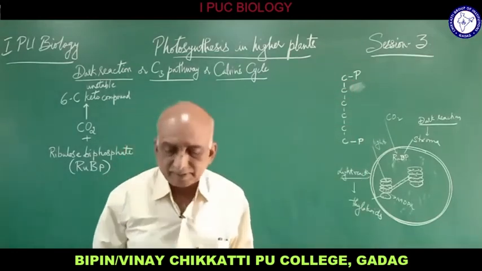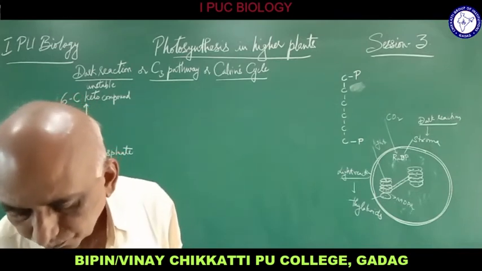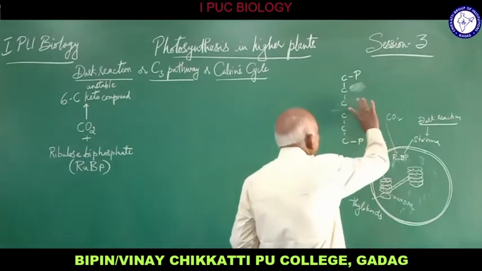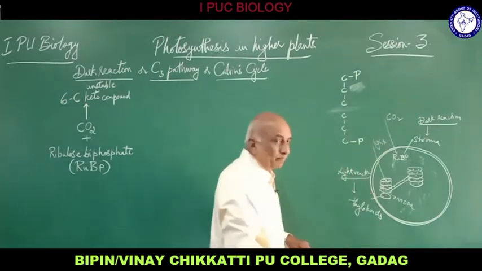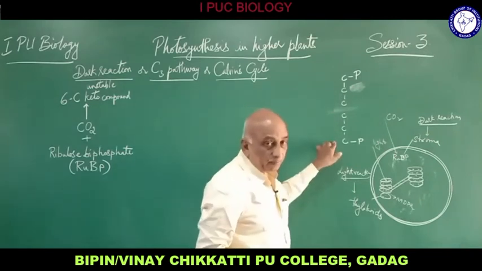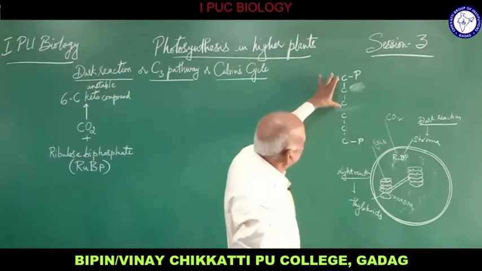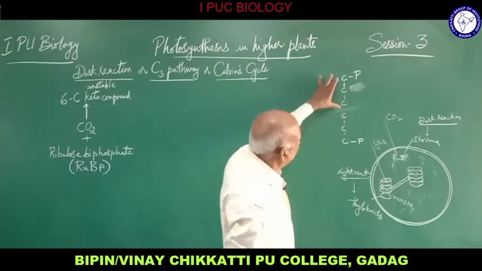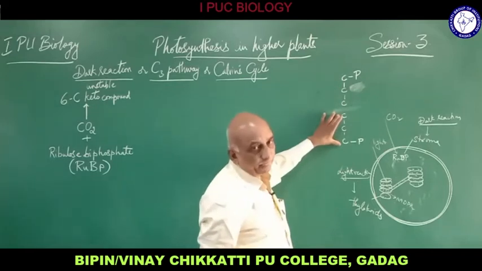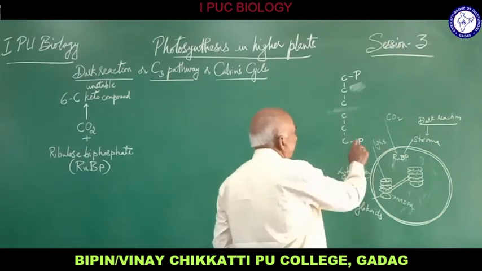Now this 6-carbon compound will soon split into 3-carbon compounds. This is a 6-carbon unstable compound. It soon splits to form 2 3-carbon compounds. This is one 3-carbon compound, this is another 3-carbon compound. Each compound contains a phosphate.